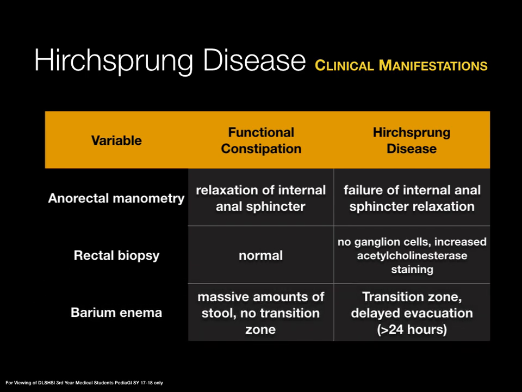A barium enema is most likely to aid for children older than 1 month because the proximal ganglionic segment might not be significantly dilated in the first few weeks of life. Usually, in Hirschsprung disease, there is a transition zone with delayed evacuation for more than 24 hours.